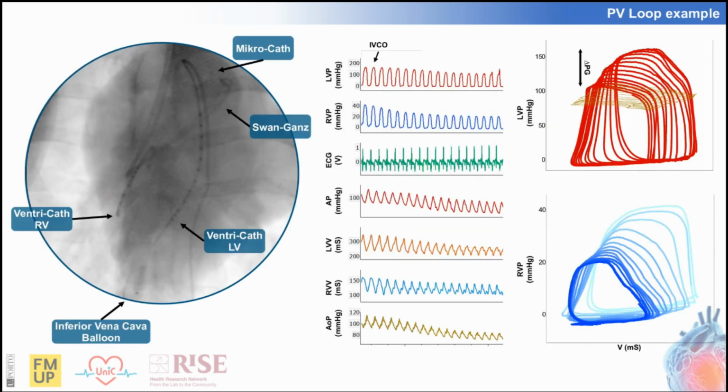Just for reference, here is an example of an experiment where we perform bi-ventricular PV loop analysis using two PV catheters simultaneously, all of which introduced using the closed chest approach. One can see a Ventricath in the left ventricle, another in the right ventricle, a Swan-Ganz in the pulmonary artery for cardiac output measurement, an inferior vena cava balloon for preload reduction, and a Microcath in the aorta for pressure gradient determination, as this animal was submitted to aortic banding.